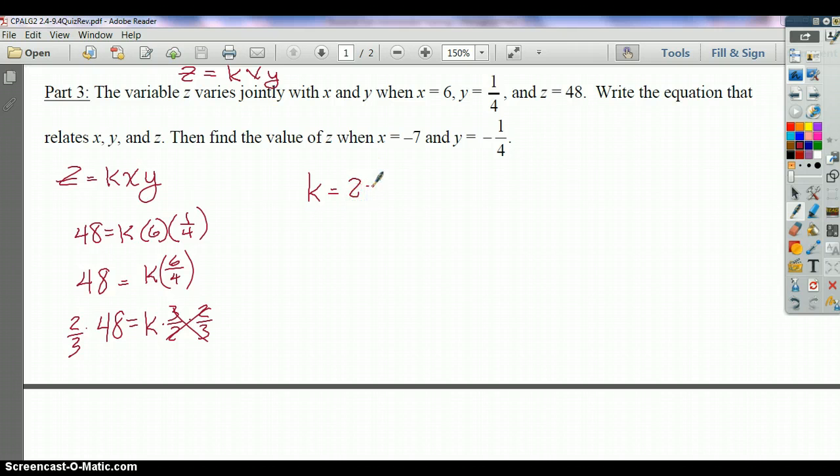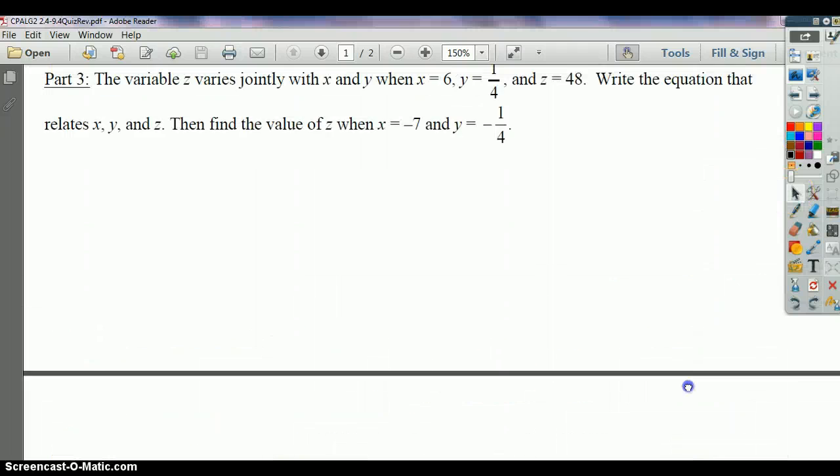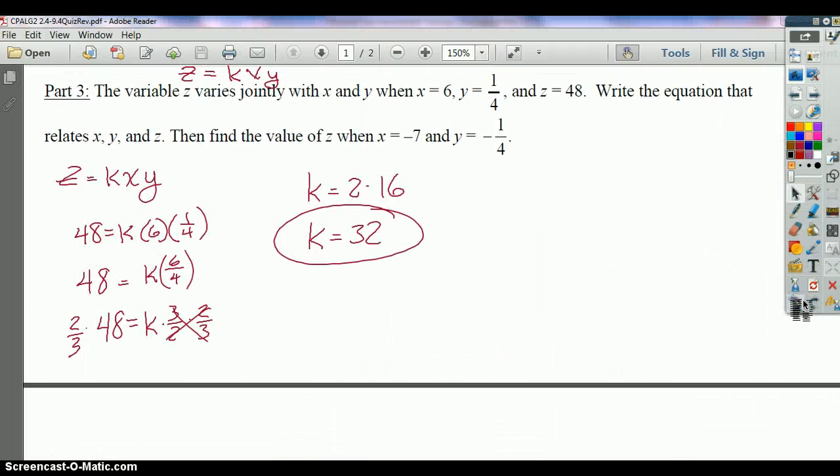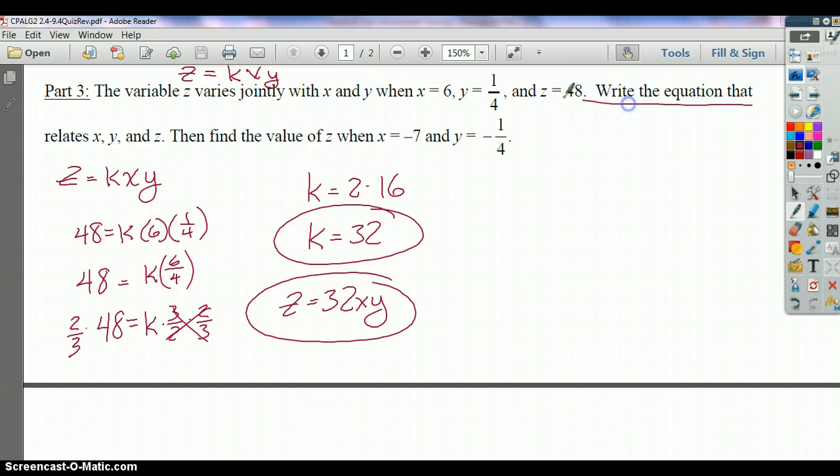So it'll be 2 times 16, which is 32. Okay, so there you go. Oh, not finished yet. Yell at me. So there is my k. So that gives me z equals 32xy. There's my equation. So I answered this finally.